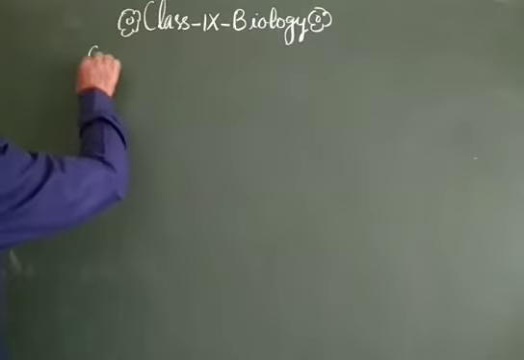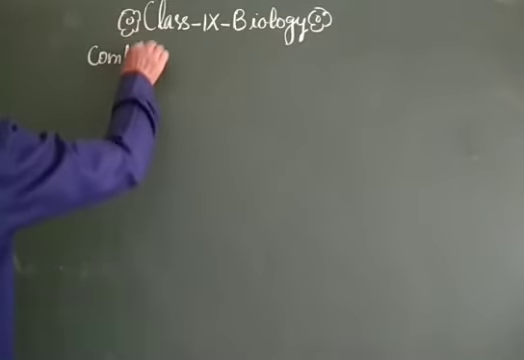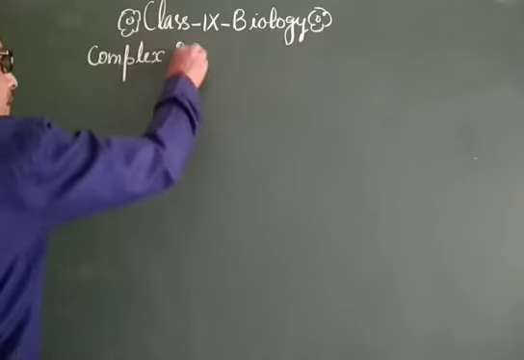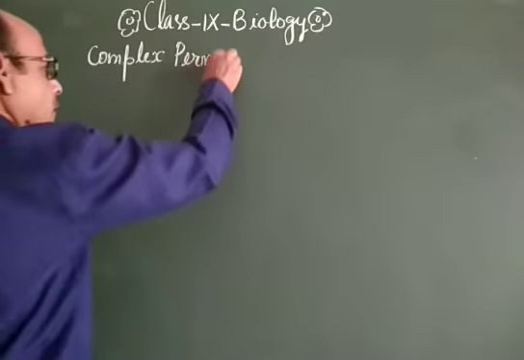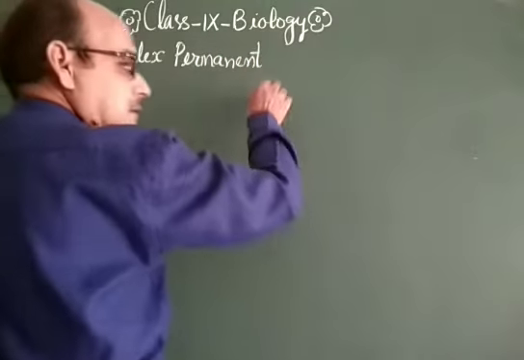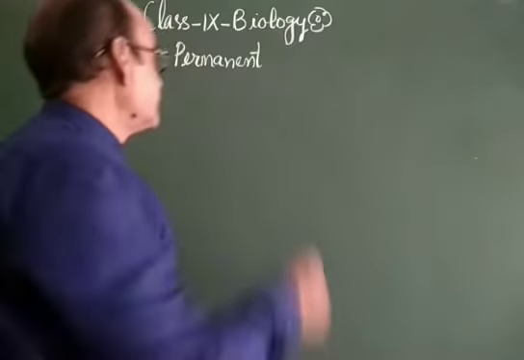My dear students, complex permanent tissue in the plant body is mainly for conduction of water and distribution or translocation of food.